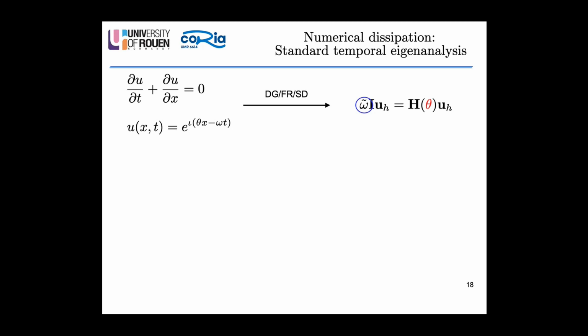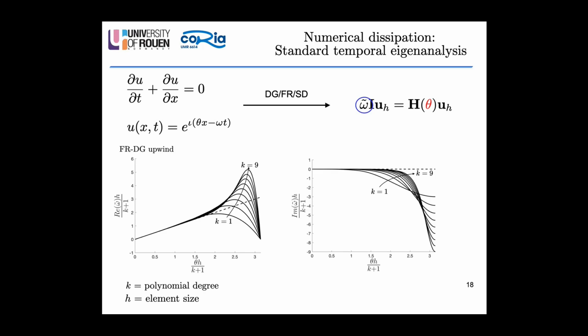The idea is that this is a standard temporal eigenanalysis because you are imposing a spatial oscillation, and you are studying how it evolves over time. So imposing theta, and you are evaluating omega. Then the real part of omega quantifies dispersive errors, which are essentially associated to the errors in estimating the propagation speed of these oscillations. And the imaginary part instead represents dissipative errors, and they quantify the errors in terms of magnitude of these quantities.